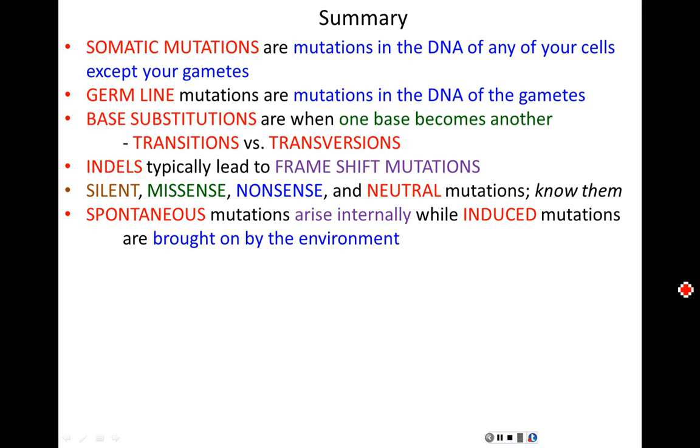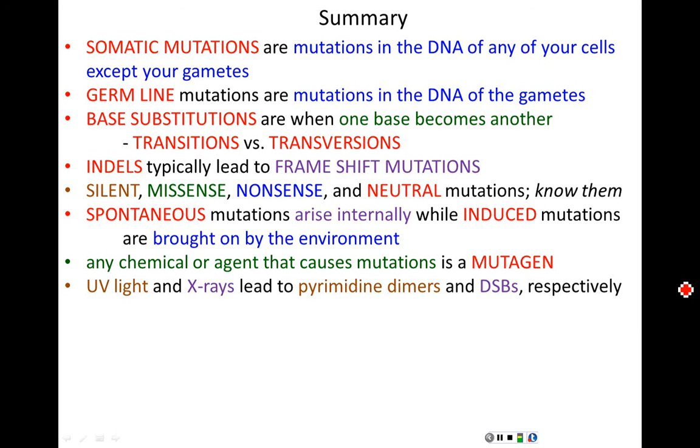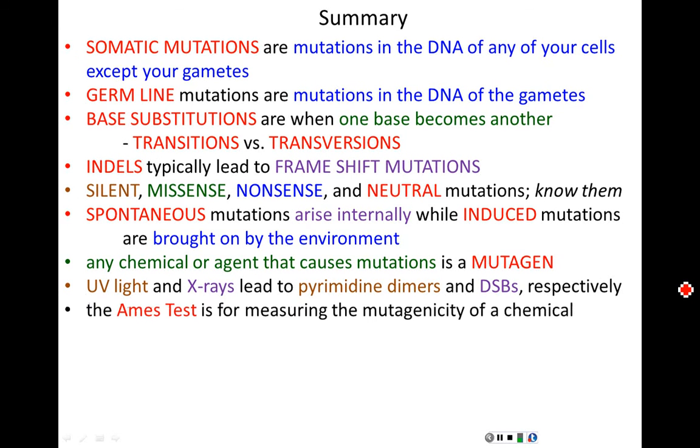Induced mutations are mutations that would not have otherwise occurred if not for the environment that the cells were in having some type of chemical or other insult which causes the mutations to occur. We define mutagens as any chemical that can cause an induced mutation to occur. We use UV light and X-rays as examples of ionizing radiation mutagens that cause pyrimidine dimers and double-strand breaks. We discuss the Ames test, which uses bacteria, and in fact reversion mutations, restoring bacteria back to a wild-type phenotype in order to measure the mutagenicity of some chemicals.